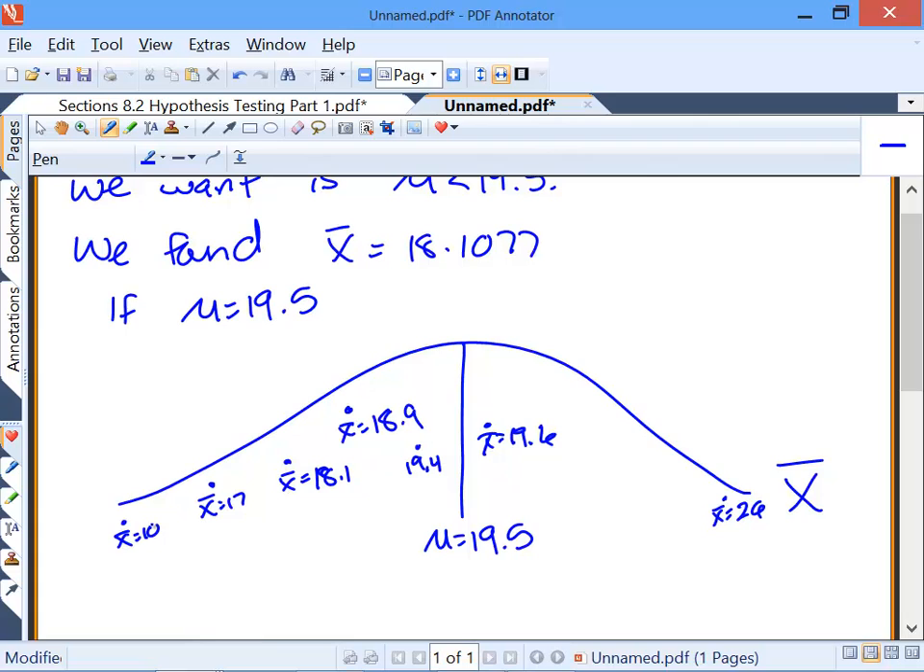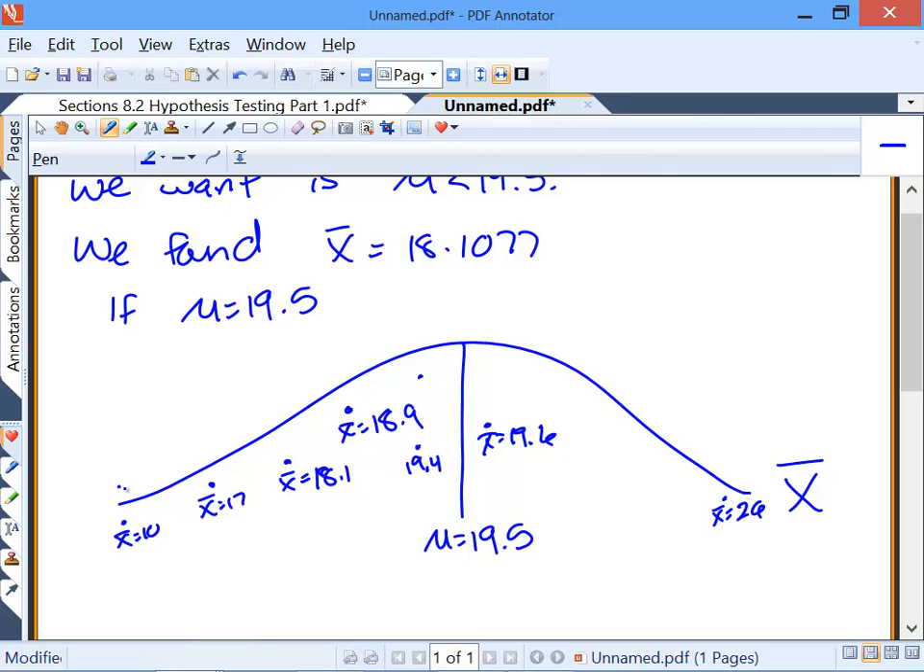Which sample means are going to be more likely? The ones close to my population mean. Is it still possible to get ones out here? Yes, but not very likely. So what we're trying to say is, how likely was it to get that sample mean if mu really is 19.5? Now, how do you judge how close it is? If I just told you your mean is 19.5, how do you feel about getting a sample mean of 18.1? If I just tell you it's from 19.5 to 18.1, I don't really know, just based on those numbers, if it's going to be close or way out here in the tail.